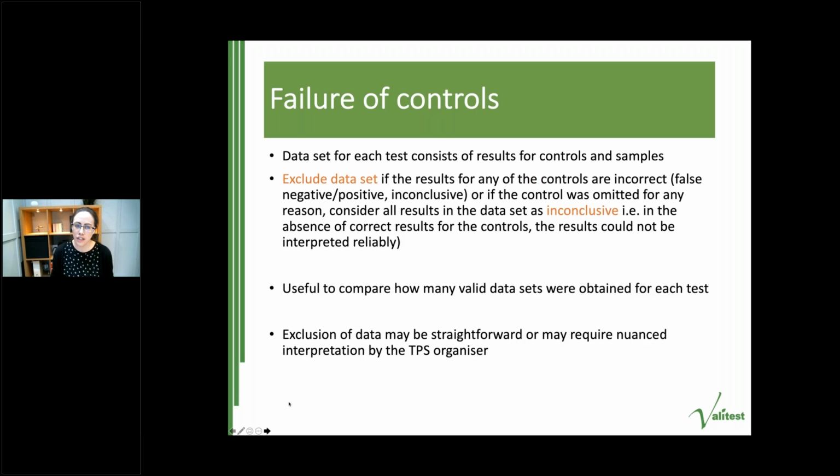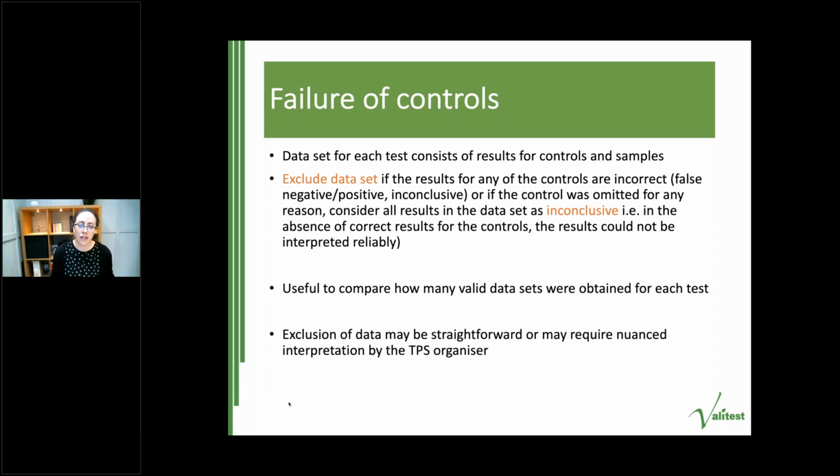As I said earlier, for each test, each lab will submit a data set which consists of the results for all the controls which were required and all the samples which were provided. And the TPS organizer might choose to just exclude any data set where any of the controls are incorrect. It's a prerequisite for inclusion in the analysis that all the controls should be correct for that data set to be included. So if any of the controls gave the wrong result, an inconclusive result, or if the control was omitted from the testing for any reason.